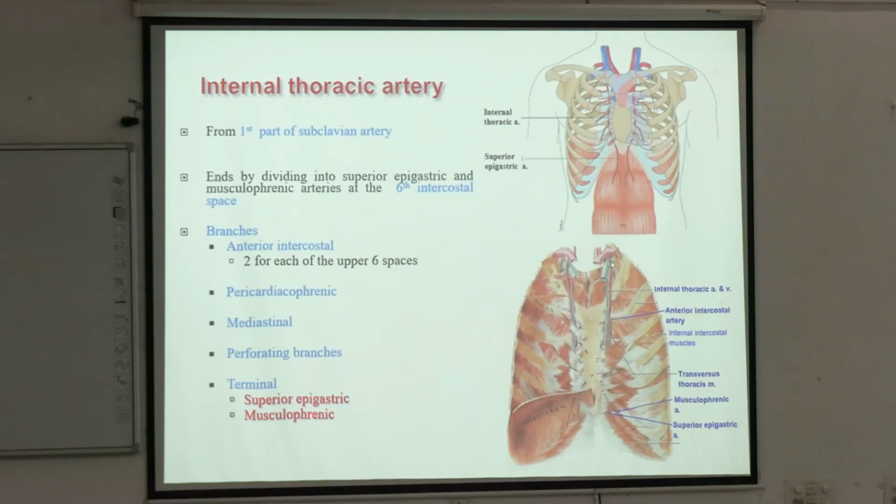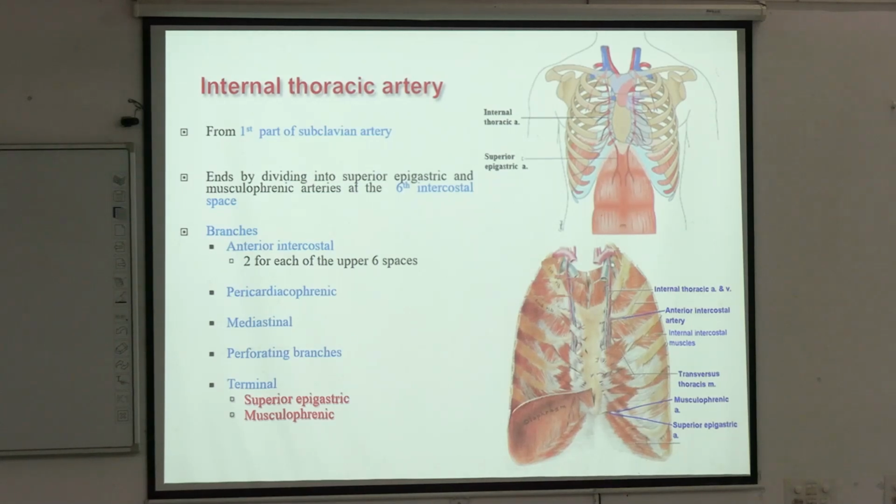Now, the word phrenic is related to the diaphragm. So, this supplies a part of the diaphragm. This musculophrenic artery, one of the terminal branches, runs along this region and ends up supplying the diaphragm, and sends the rest of its branches, the anterior intercostal artery branches, to the lower intercostal spaces.